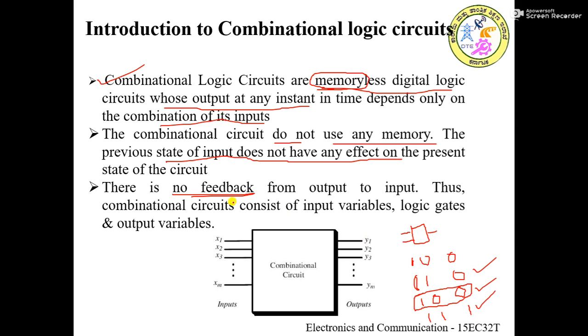So there is a path that is nothing but the feedback path. Feedback will be directly from output to input. So as I don't need any previous history information, I don't need a feedback path also.